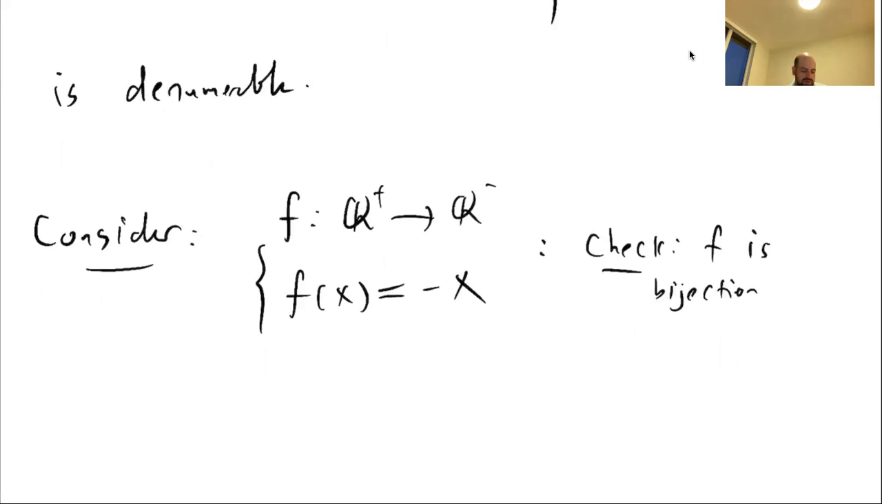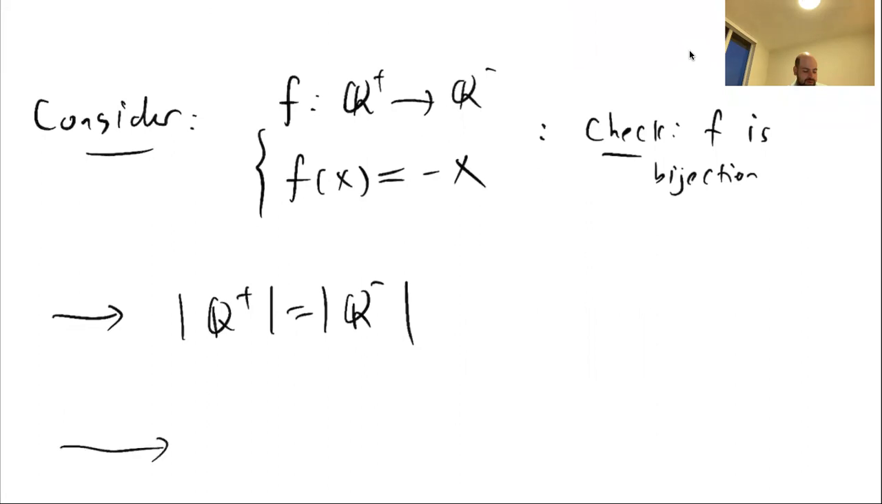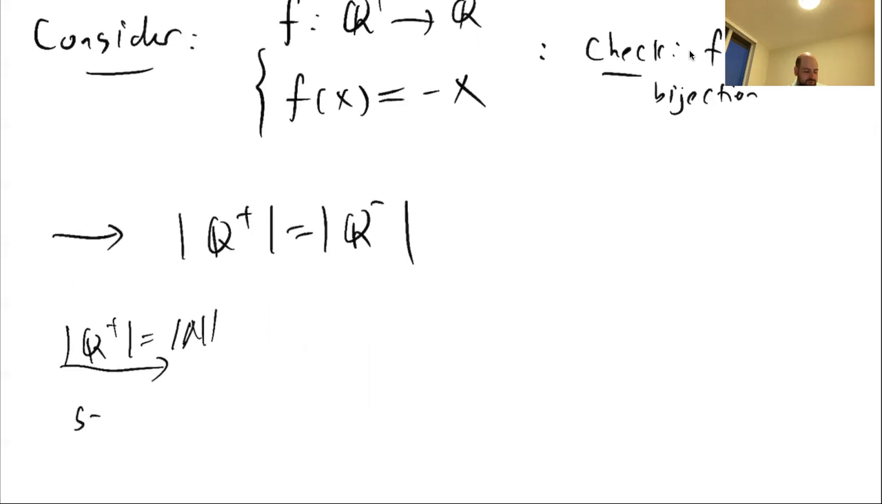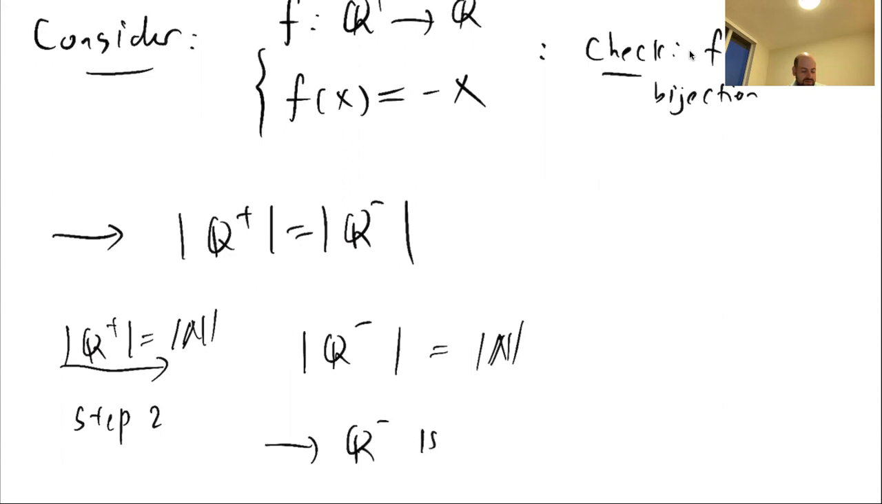So what does that mean? f is a bijection from Q plus to Q minus. That means the cardinality of Q plus is equal to the cardinality of Q minus. That is the meaning of equality of cardinality of two sets: if you can find a bijection from one set to another, the cardinalities of those two sets are equal. And the cardinality of Q plus, we know it's the same as the cardinality of N by step 2, right? And therefore the cardinality of Q minus is the same as the cardinality of N, and that means Q minus is countable.